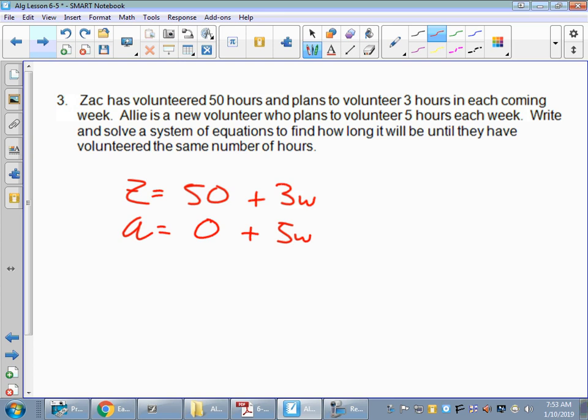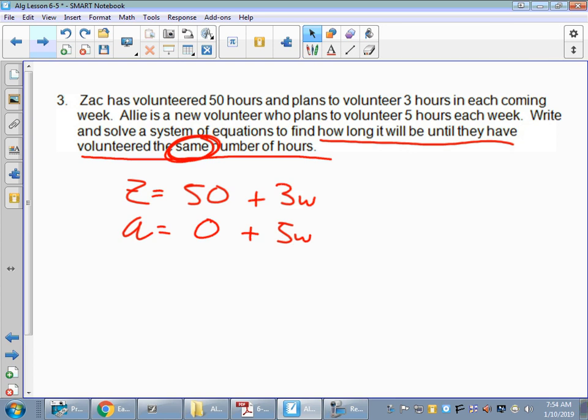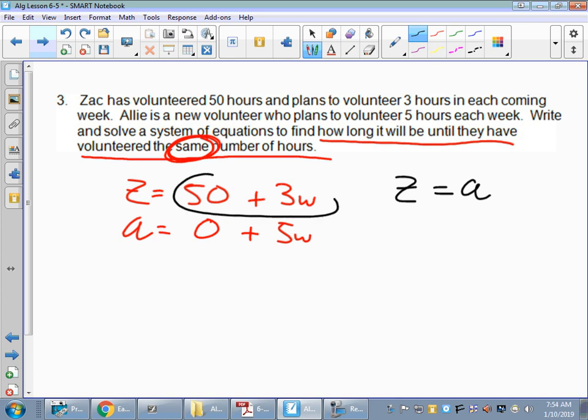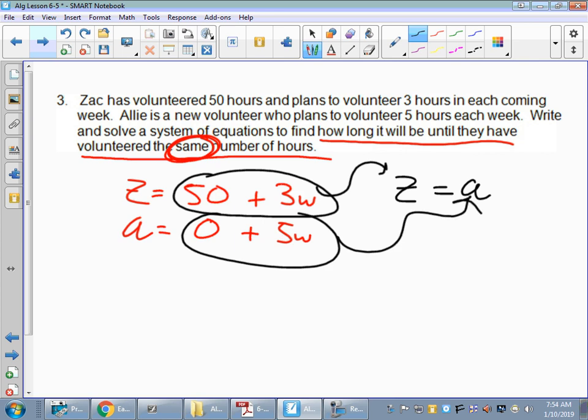Now the key words here are how long will it be until they have volunteered the same number of hours. So same being a key word to say we want them to be equal. So eventually we want our answer to be z equals a, somewhere in there. So I could actually take those and say, hey, I'm going to substitute this in for my z, and I'm going to substitute this in for my a, and just set them equal to each other, because that would be easier to do. So if I go 50 plus 3w, that's Zach's volunteering, and we want to set it equal to Allie's, which is 0 plus 5w, and then we want to see where they would be equal.